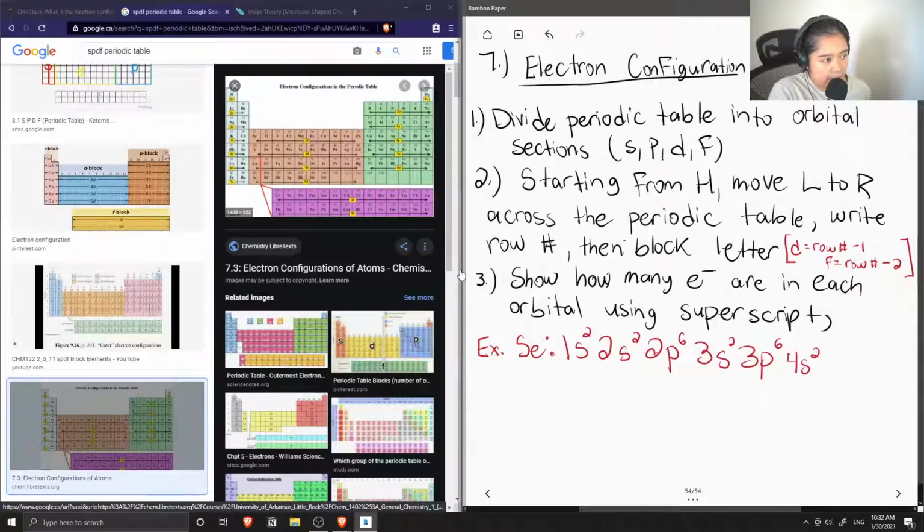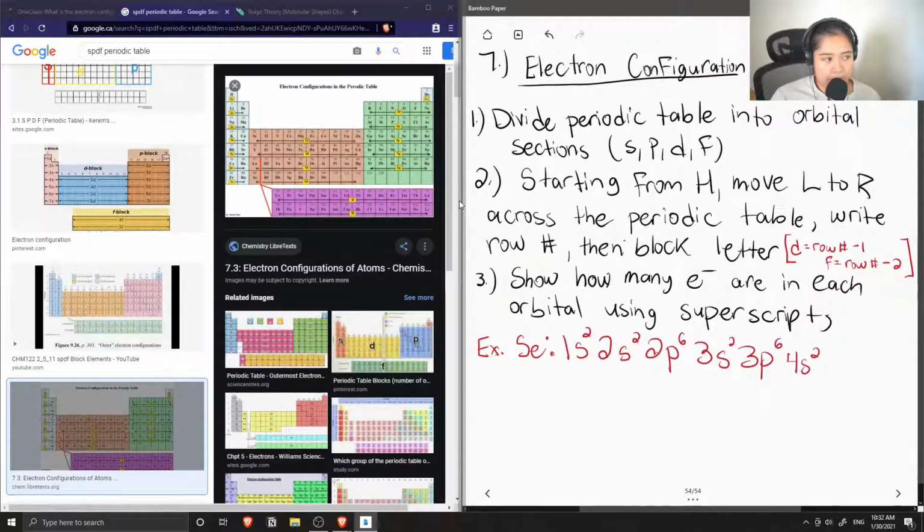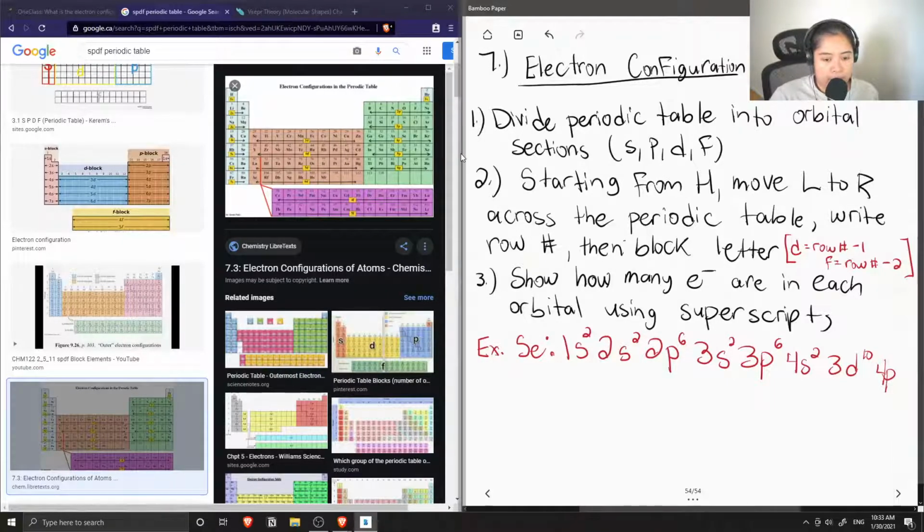I thought this was selenium, but I think it's Sc. Selenium's actually here, atomic number 34. So we have to keep on going. 4s2, and then 3d10. And then we're back at 4p. And we just need to count out how many electrons until we get up to our desired element, which is selenium. So it's 1, 2, 3, 4. So it ends up in 4p4. So this is the full electron configuration of selenium.